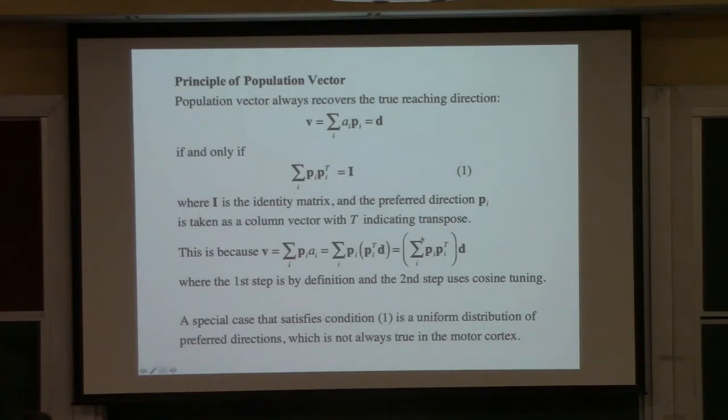Then you can put D outside of the parentheses. You see this whole thing is a matrix times D. So of course the population vector is always linear; it depends on this vector and relates to the reaching direction by this linear transformation. If this linear transformation equals the identity matrix, they're exactly the same. That's a very simple argument. In the motor cortex, people found this condition is roughly true. That's why this actually works in practice.